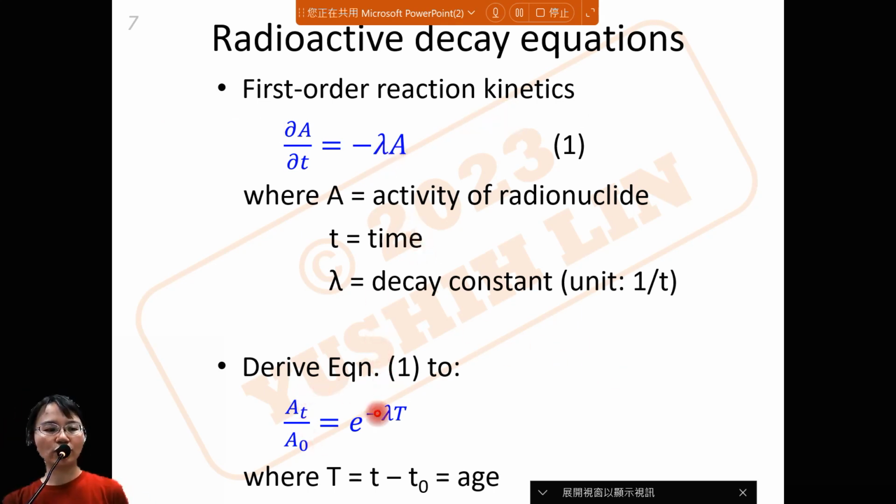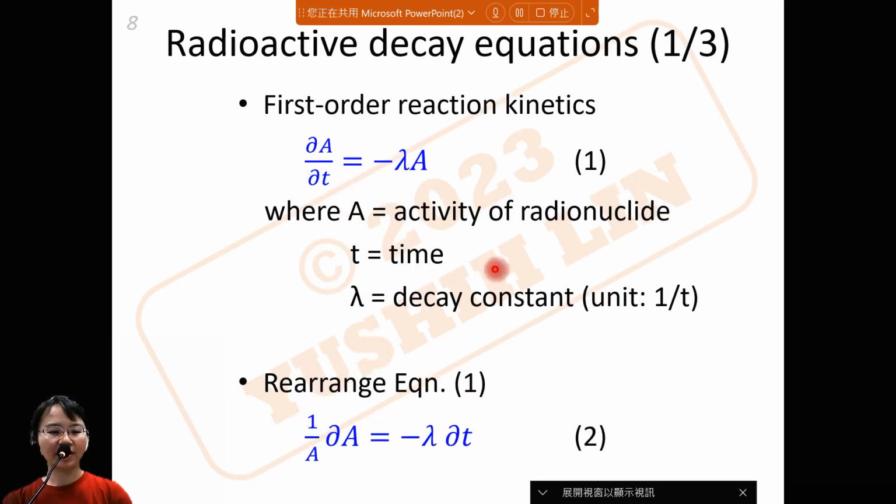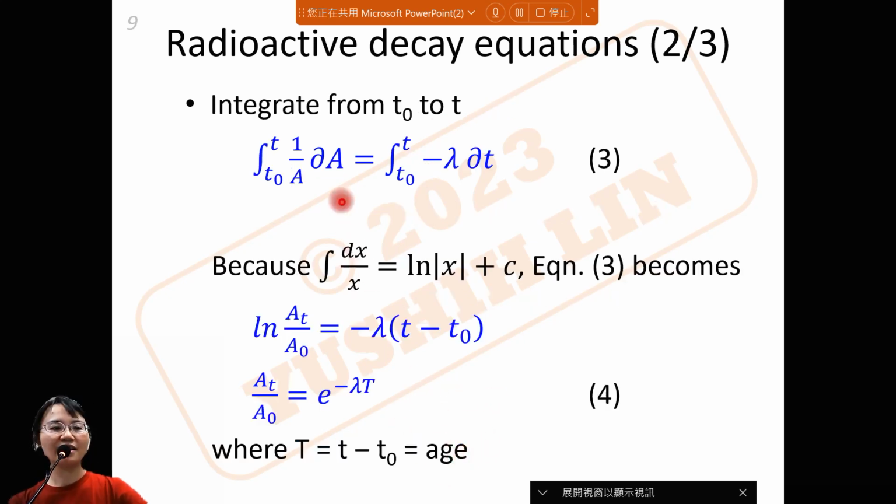And this equation can be derived from this one. Here you will see some mathematical derivation. You take the A here, which will be here. You take the delta T here, which will be here. Then you do integration from time 0 to t.